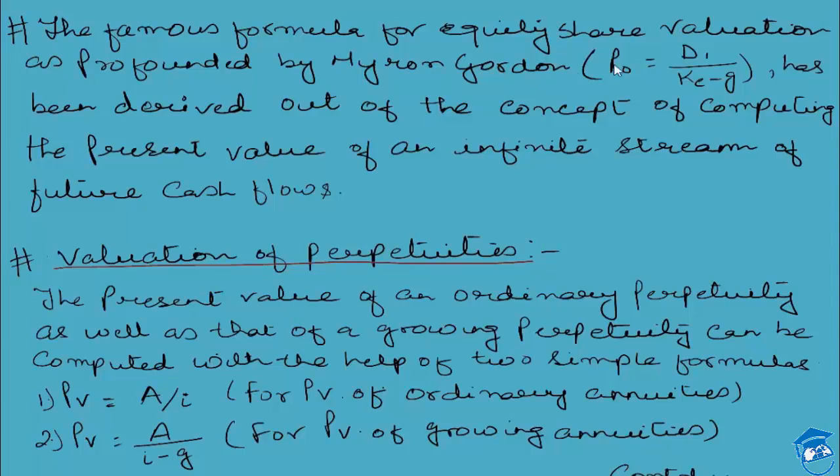So before directly understanding the derivation of this particular formula, let's try to understand the derivation of the present value of ordinary perpetuities and the present value of growing annuities, which shall help us in better understanding the derivation of the successive formulas. Since it has been written over here, let's just have a quick look at it. The famous formula for equity share valuation as propounded by Myron Gordon, that is P0 is equal to D1 upon Ke minus g, has been derived out of the concept of computing the present value of an infinite stream of future cash flows.